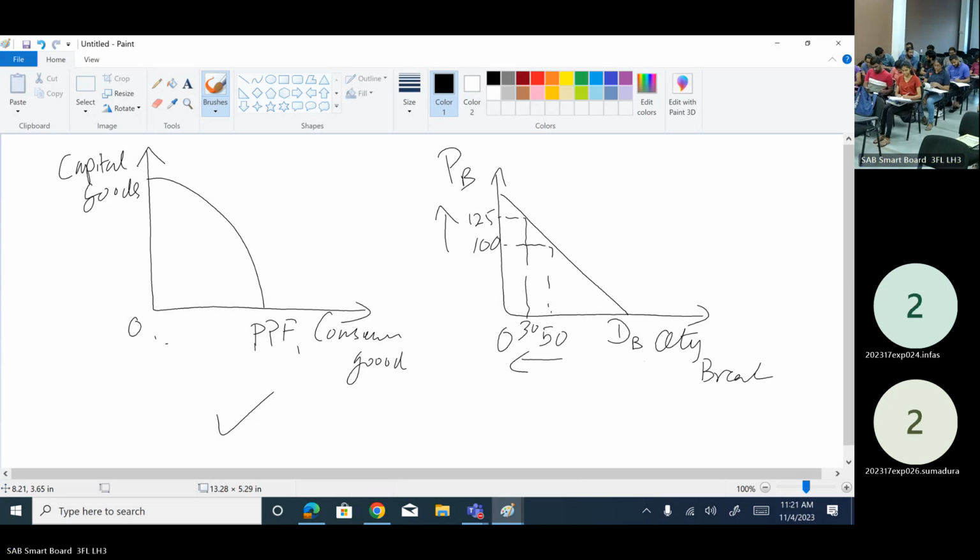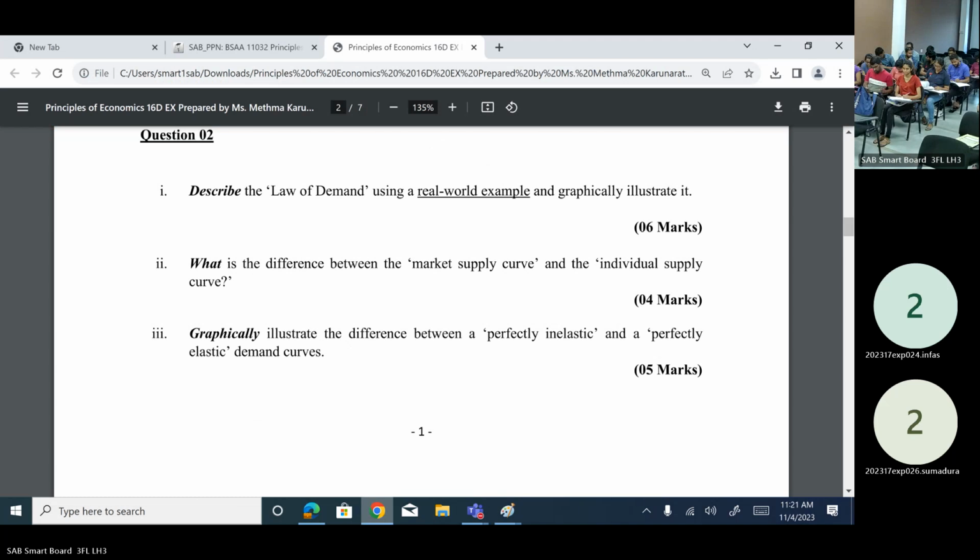Next one. What is the difference between the market supply curve and the individual supply curve? Same thing with market demand curve and individual demand curve. You should be able to differentiate.